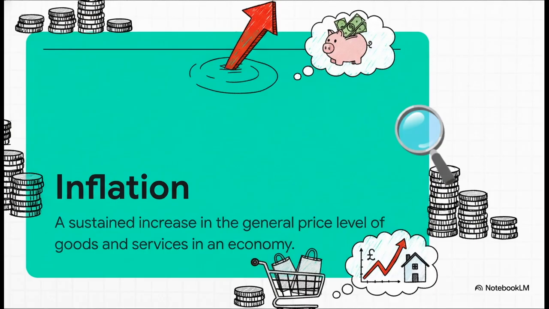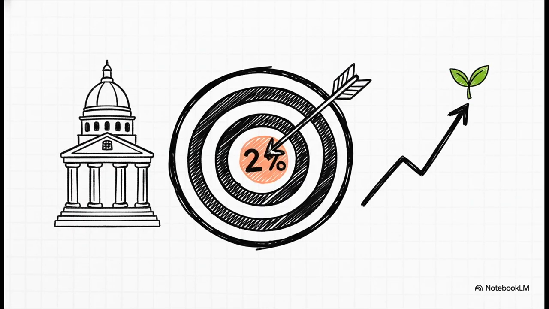It means your money is losing its power. Every pound you have buys you a little bit less than it did before. In short, the cost of living is on the rise. Now, you might think the government wants zero inflation, but that's not the case. Their goal is price stability.